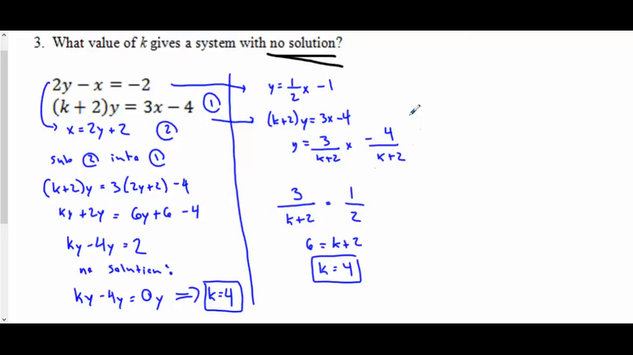What's important to note is that if I put 4 in here for k, then my y-intercept would be negative 4 over 6, or negative 2/3, which is not the same as negative 1. Right? If I had a y-intercept of negative 1 here, then I would have an infinite amount of solutions, not no solutions, which is kind of the opposite of what we would be trying to find.